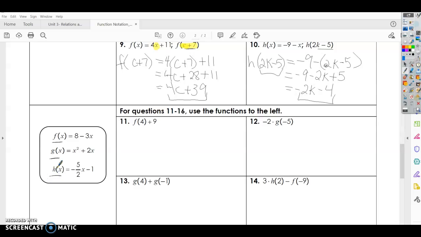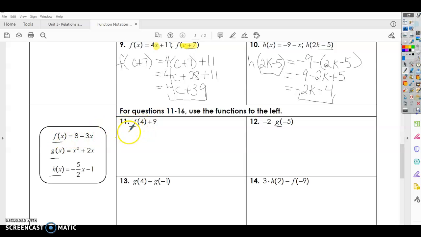All right, for 11 through 16, this gives you 3 functions, f, g, and h. So you're going to choose the function you need. In this case, we're going to do function f, which is only the first one. In this one, we're going to do g, which is the second one. The third one, we've got g plus g, so that one is the middle one. And then h and f. So h and f will be used for the last one. So let's look at f of 4.